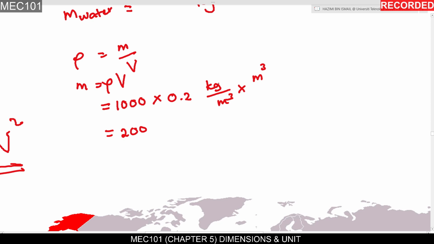Okay, now the kilogram per meter cube multiplied with the meter cube, so this one will be eliminated, cancel off. So the unit that remains here is kilogram. So is it correct, the unit for the mass? Yes, it is correct. So this is the mass of water.